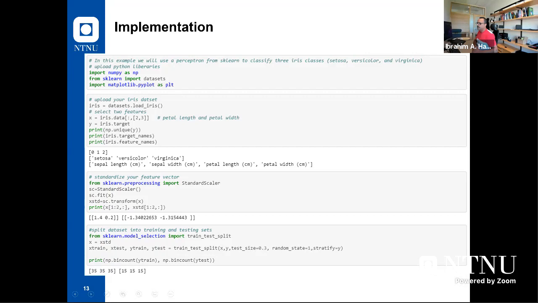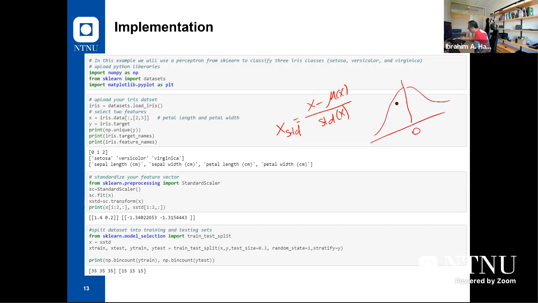We can just write x standardized, x_std, equal to x minus mu of x divided by the standard deviation of x. If you want to do it like this, it's fine, no problem. There is no difference at all. In this case, we will be sure that each feature has a mean value of 0 and a standard deviation of 1.